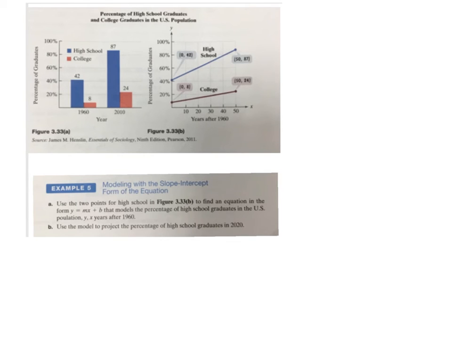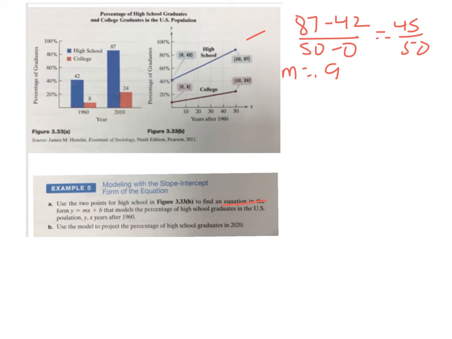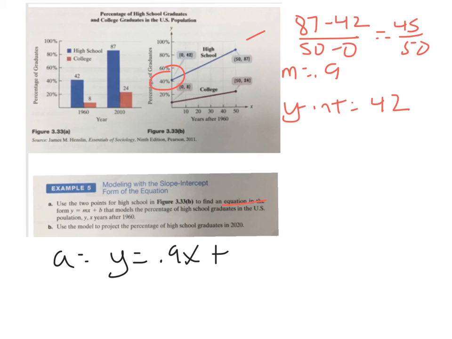So in this example, we want to determine an equation by putting it in slope-intercept form. So we're going to have to find the slope first. So if I find the slope, I have to take my y coordinates and subtract them, and subtract my x coordinates, which gives me 45 over 50, which converts to 0.9. So my slope is 0.9. Then I have to find my y-intercept. My y-intercept is where it crosses the y-line. So my y-intercept is 42. So now I have my equation. So the answer to A is y equals 0.9x plus 42.